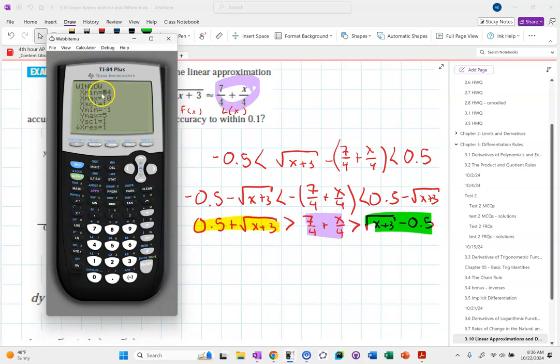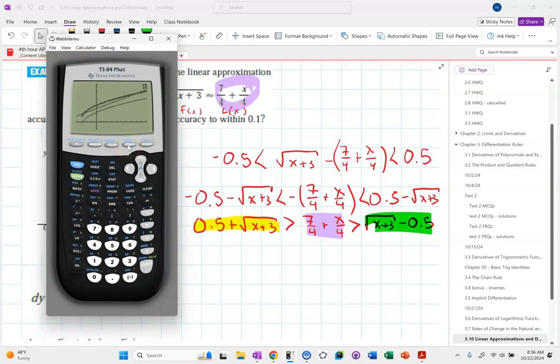I chose the window, I did a little bit of experimentation to find a decent one, from -4 to 10 on the x, and then -1 to 5 on the y. And then I'm going to hit graph. So here's my upper bound. There's my linear approximation. There's my lower bound. So it looks like from here to here, my linear approximation is in between my lower bound and my upper bound. So I just need to figure out what these two x's are and then round appropriately.